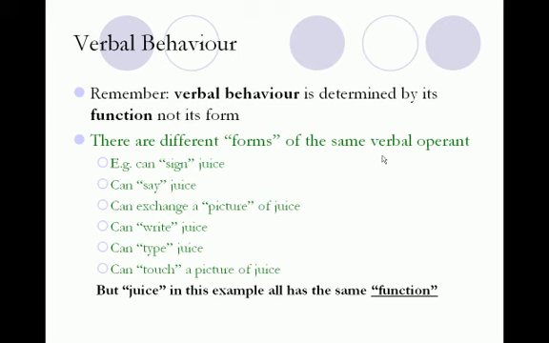However, there are different forms of the same verbal operant, meaning there are different ways that one can emit a mand. So in the example in front of you, one could emit the mand by using sign language. They could sign juice. They could use a verbal response. They could say juice. They can exchange a picture of juice, can write juice, can type juice. All of these different forms still seek the same function, manding. Okay?